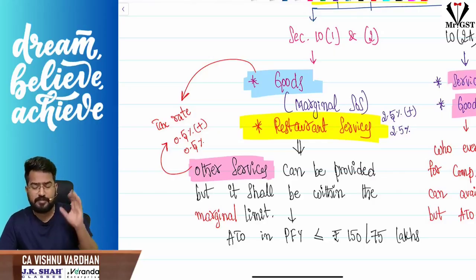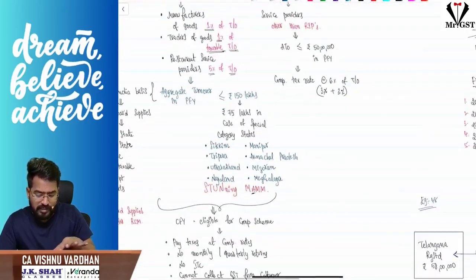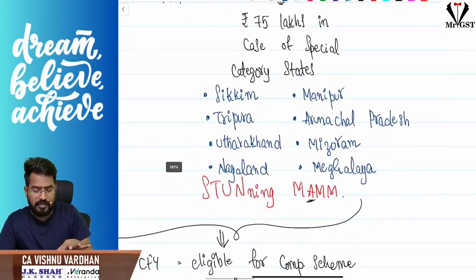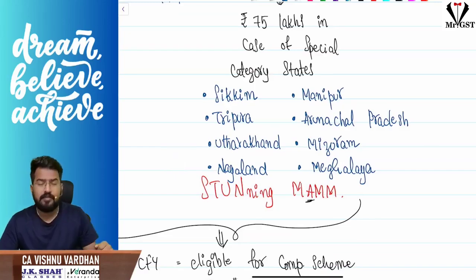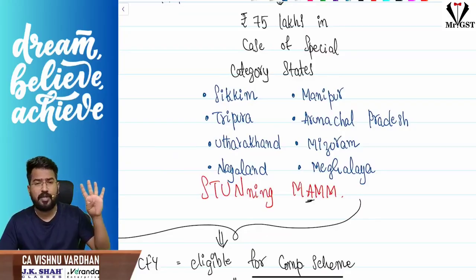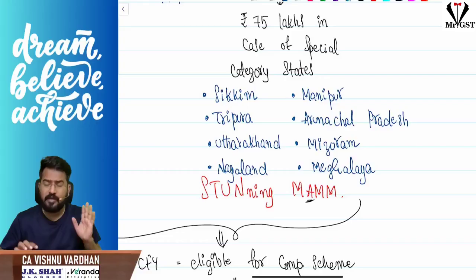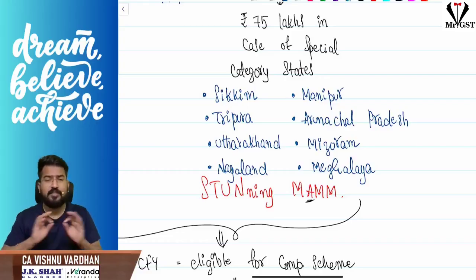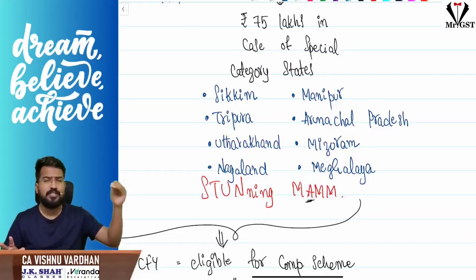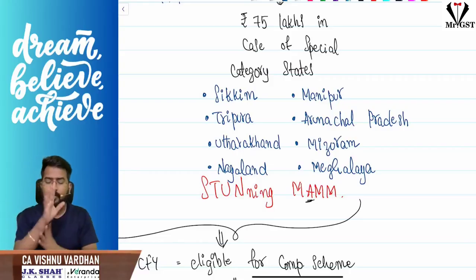To remember special category states, we have a memory code here: "stunning ma'am". Stunning ma'am is the code for remembering the 75 lakh limit states: Sikkim, Tripura, Uttarakhand, Nagaland, Manipur, Arunachal Pradesh, Mizoram, Meghalaya. In stunning ma'am, A is for Arunachal Pradesh, not Assam. Remember stunning ma'am because she is watching the sunrise in Arunachal Pradesh. In those cases 75 lakhs, all other cases 150 lakhs.